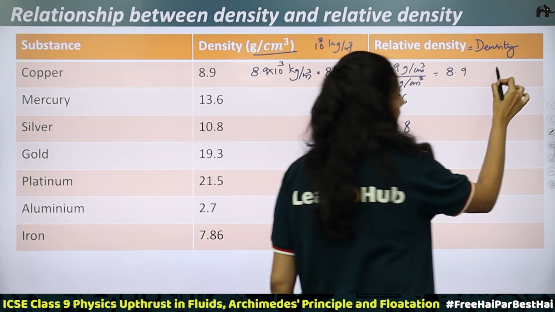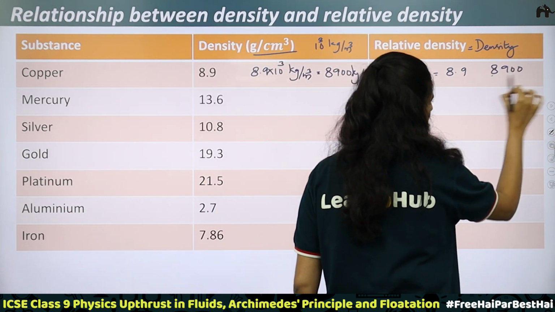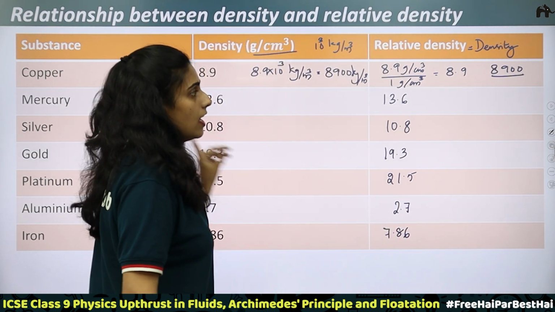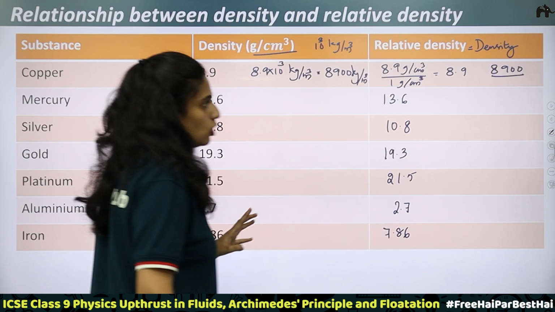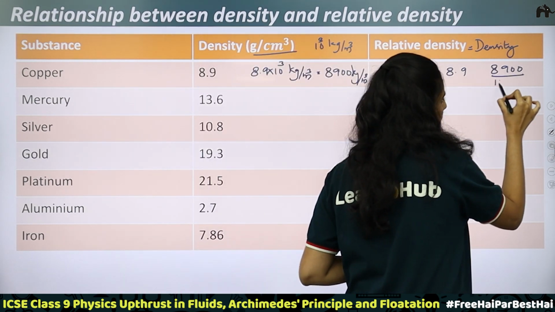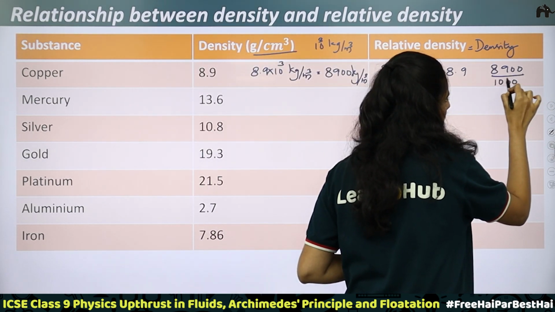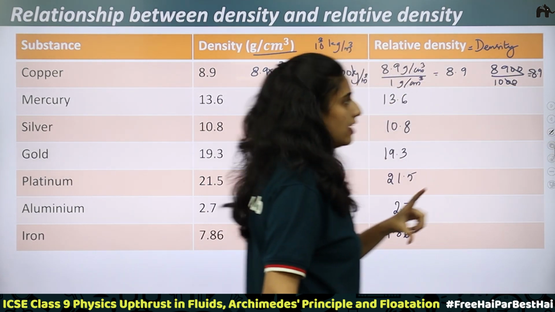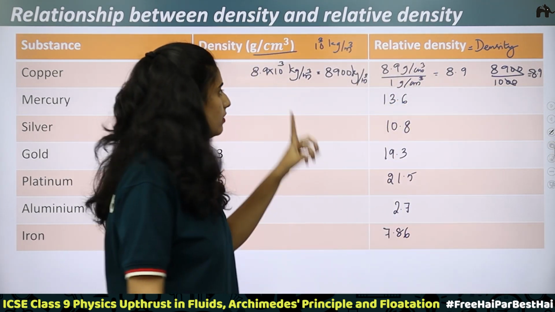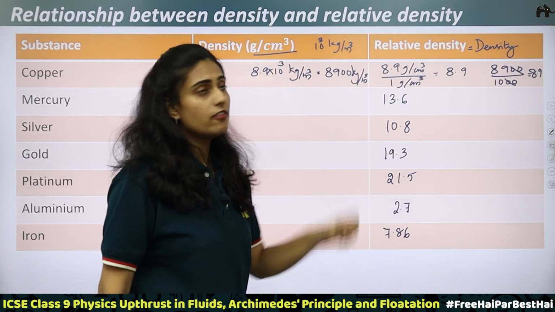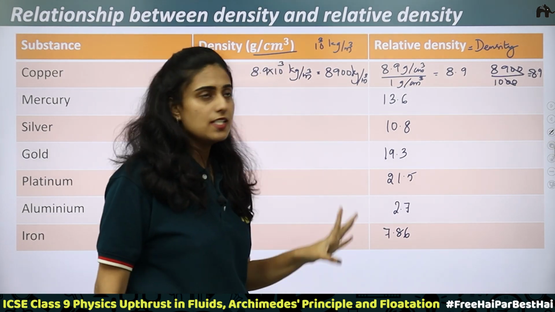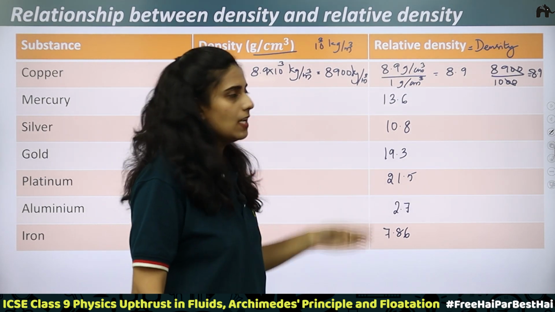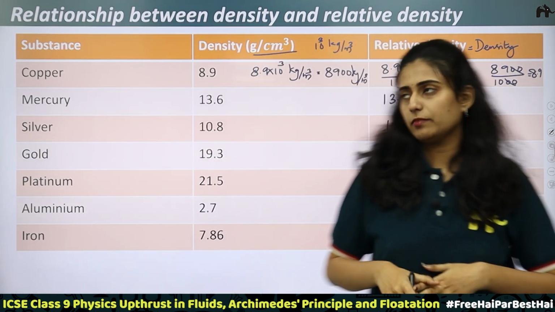So if you take 8900 as the density of the substance, here the density of copper in kilogram per meter cube, and the density of water in kilogram per meter cube is 1000. So on cancelling zeros, you will again be getting 8.9. Relative density is the same value even though the densities are taken differently. In the first case we are taking gram per centimeter cube, in the second case kilogram per meter cube. You will get the same values, only that it gets cancelled there.